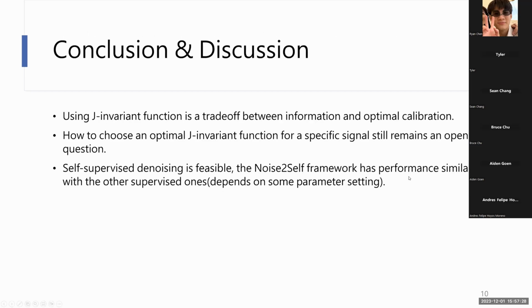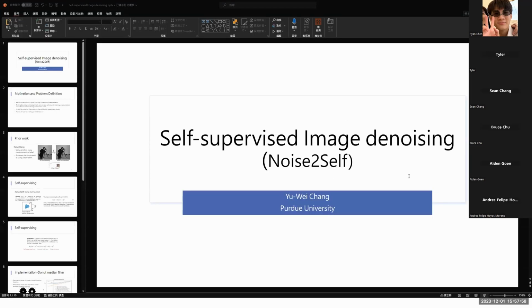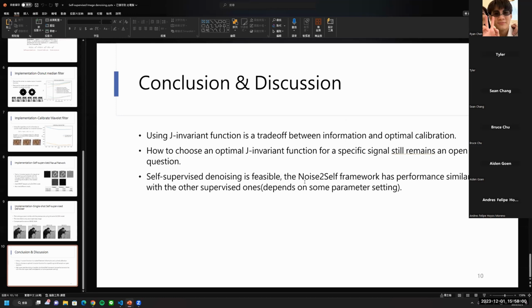The take-home message here is that you can consider J-invariant functions as a trade-off between information and optimal calibration, because you lose some information, but you can gain an ideal denoising outcome. How to choose an optimal J-invariant function for a specific signal is still an open question. Lastly, this framework is feasible and achieves similar performance to other supervised ones. Again, that's it, and I think my discussion is supposed to ask a question.